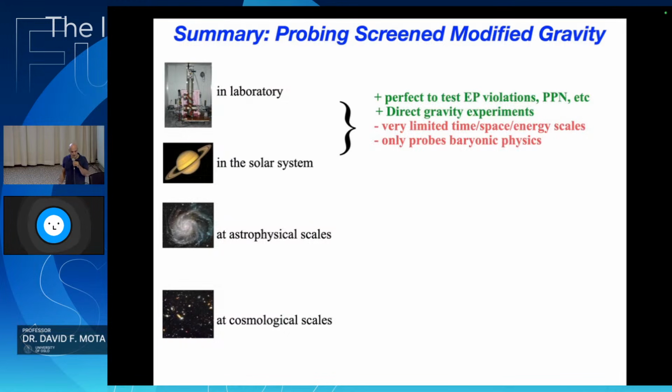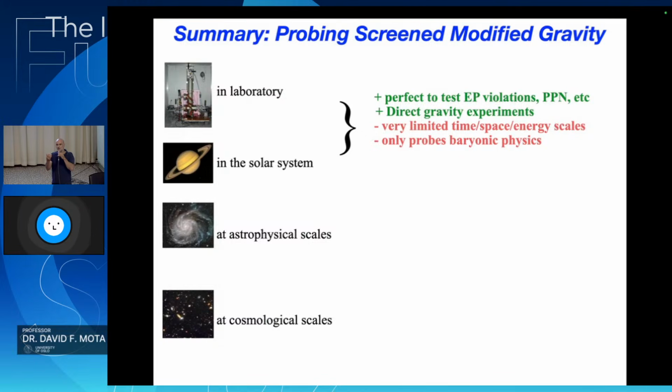So laboratory experiments are really important because it's the most controlled experiment that you can do. Yes, you control all your systematics. You're doing this with neutrons or with standard model fields where you understand the physics very well. And they are really, really constrained, the solar system and laboratory.